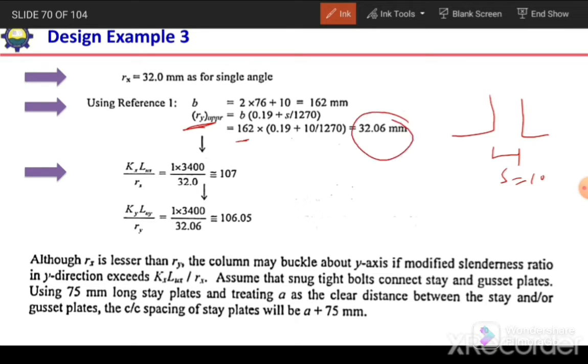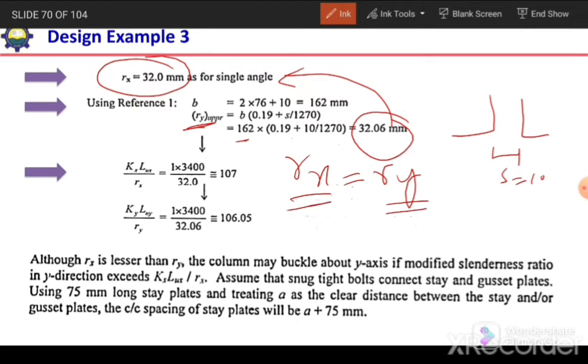So the radius of gyration about the y-axis, Ry, comes out to be equal to 32.06 millimeter. And if we compare it with Rx, it is almost equal to the Rx value. So Rx of the built-up section as well as Ry of the built-up section are nearly the same, and this is only possible when we select an unequal leg section. So by using this Ry value we can calculate the slenderness ratio. So K is equal to 1, L is 3400, divided by Ry, so it gives us the slenderness ratio.